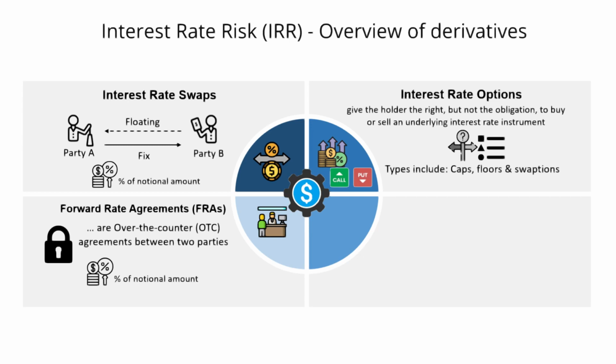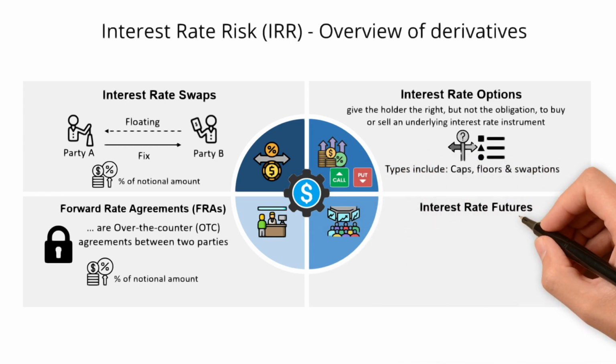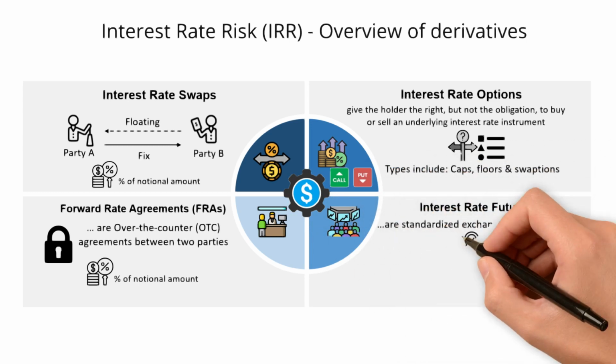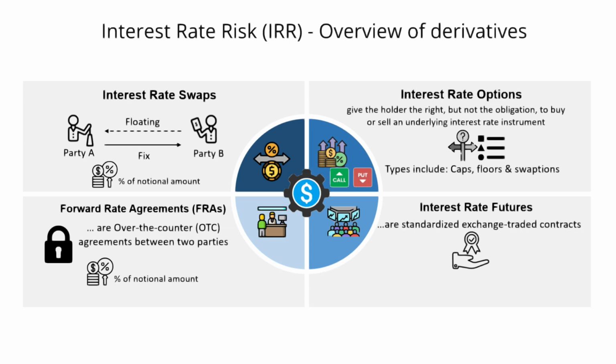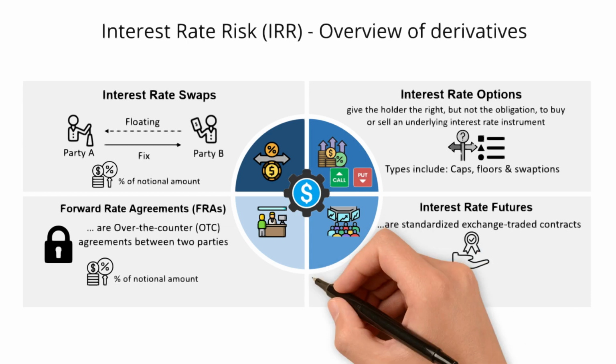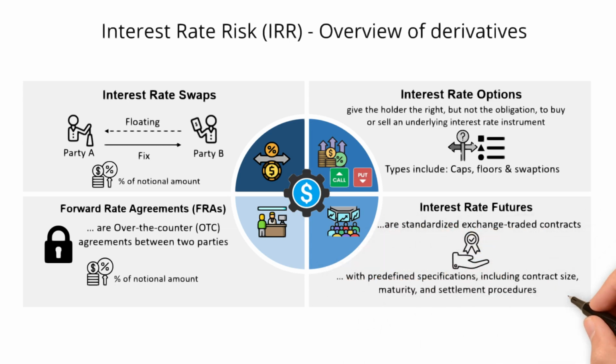Interest rate futures. In contrast to FRAs, interest rate futures are standardized exchange-traded contracts that allow banks to hedge against future interest rate movements. These contracts are traded on futures exchanges and have predefined specifications, including contract size, maturity, and settlement procedures.